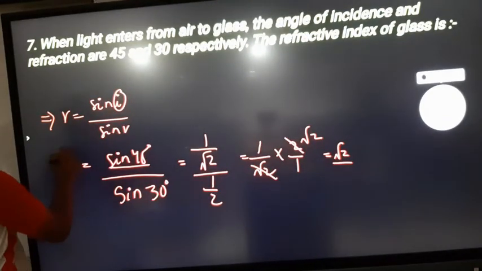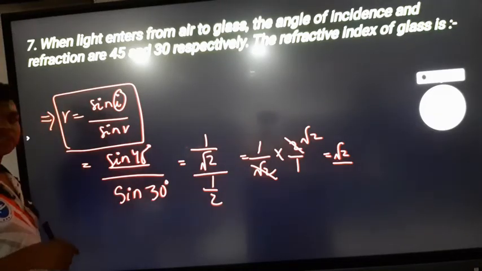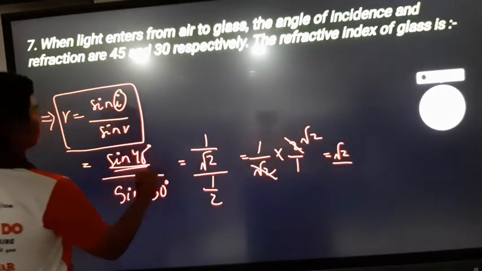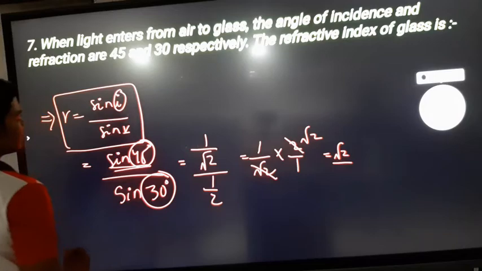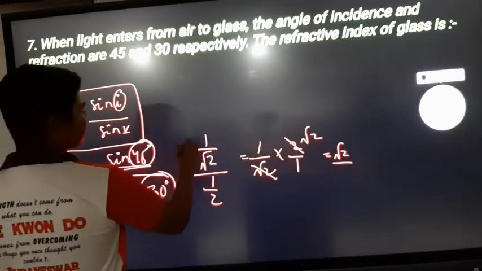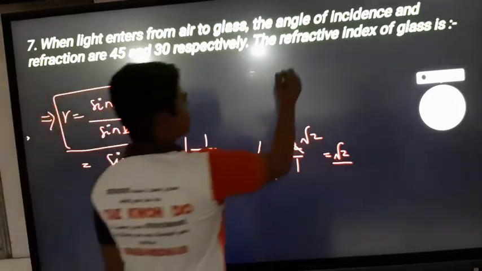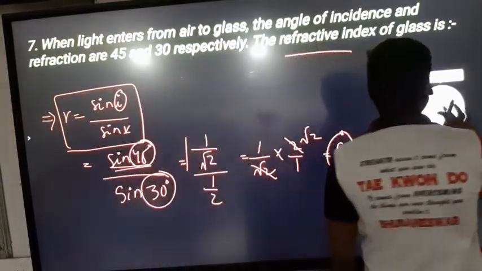So the formula of refractive index is sin I by sin R. If you know the trigonometric ratios, we will get this answer easily. Incidence is given as 45 degrees and refraction is given as 30 degrees. After calculation, 1 by √2 divided by 1 by 2, we'll get √2 as the refractive index of glass. Let us have the next question.